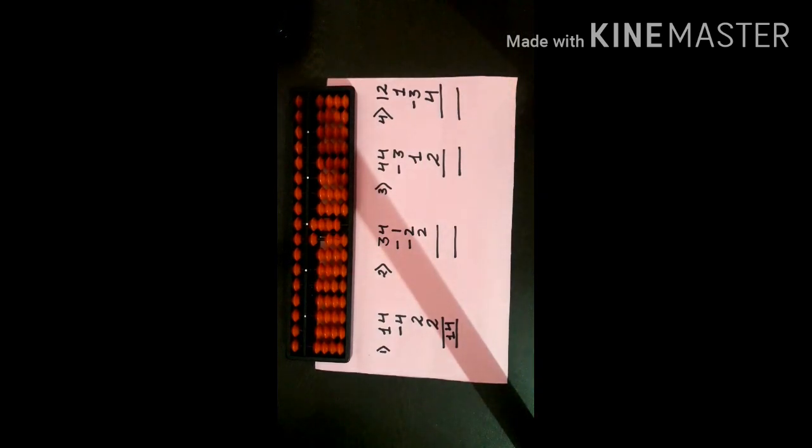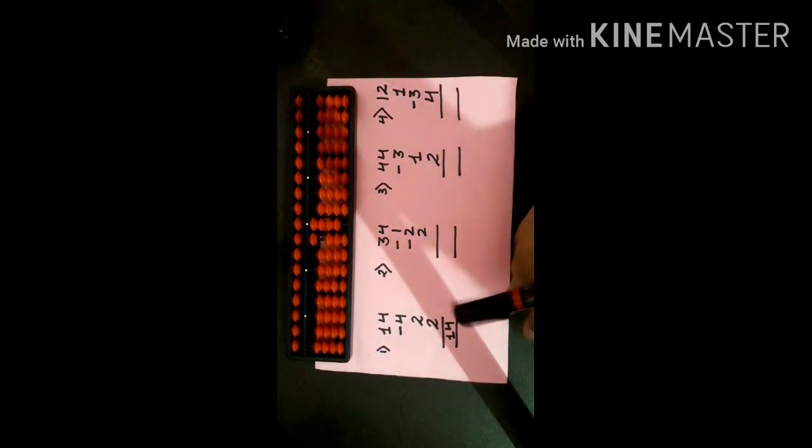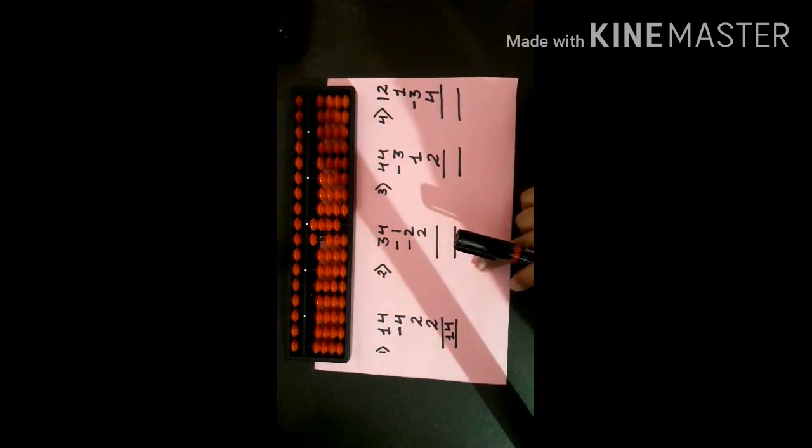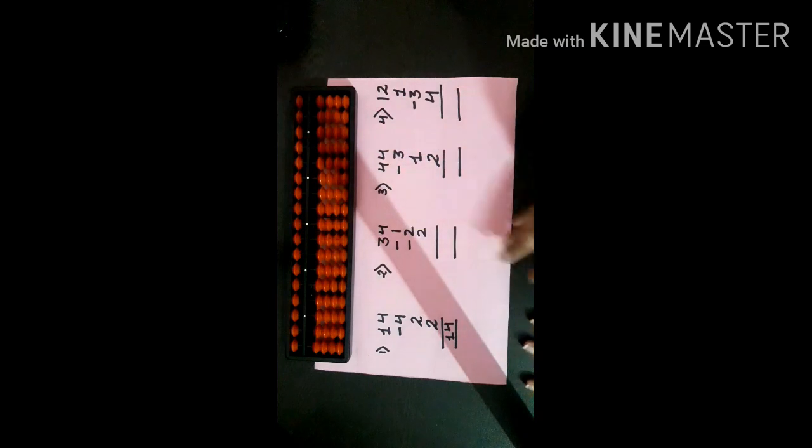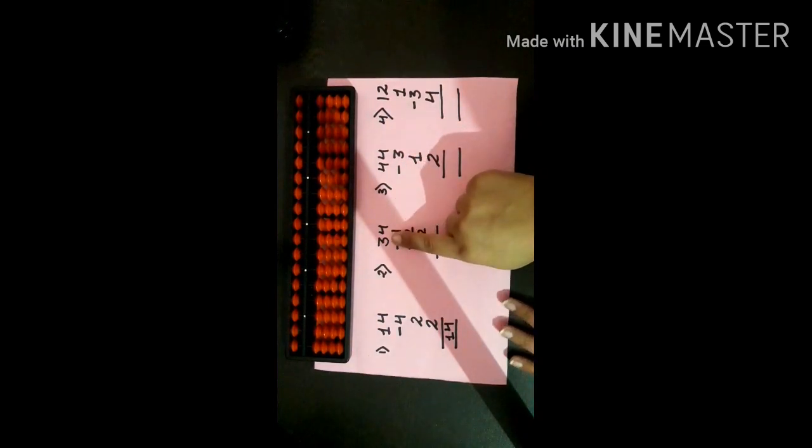Now students, we will go to our next question. For the next question, we have to set our abacus again. Lower beads down and upper beads up. Now see our first question. 34. 34 means 30 and 4.